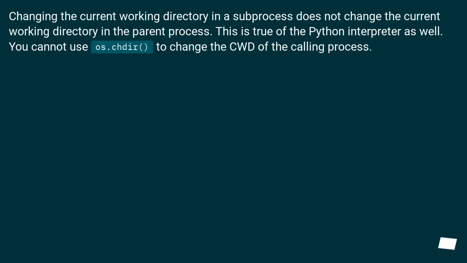Changing the current working directory in a subprocess does not change the current working directory in the parent process. This is true of the Python interpreter as well. You cannot use os.chdir to change the CWD of the calling process.